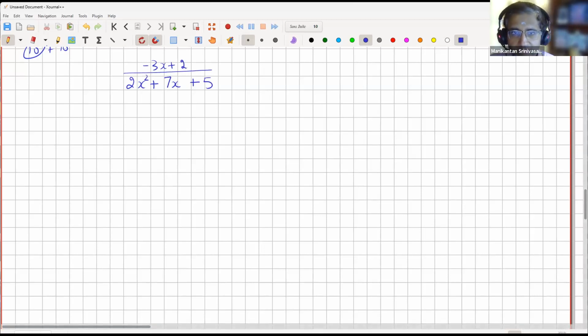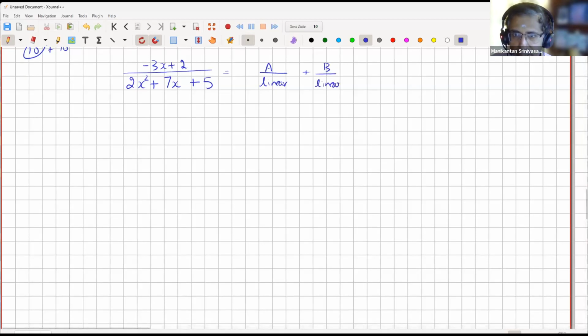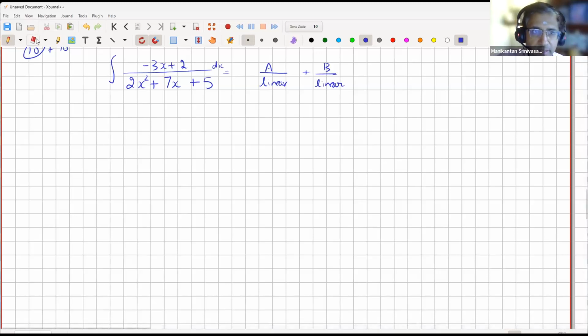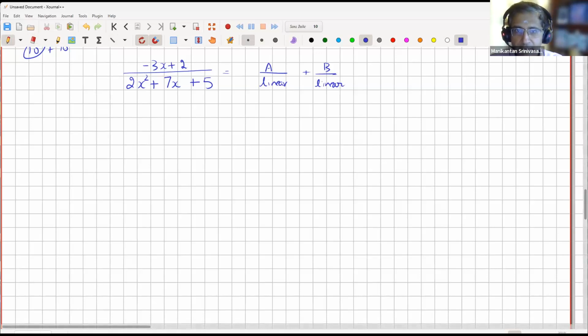Now the challenge is, can we write it as a by some linear function plus b by some other linear function? Linear means it has only x. If you're able to do it, it helps in further steps. For example, in calculus, there's something called integration. Some of you might have already studied it. When you have to integrate something like this, it becomes difficult in this form. But if you're able to split it as a partial fraction, it becomes easy. But for now, ignore all of this.